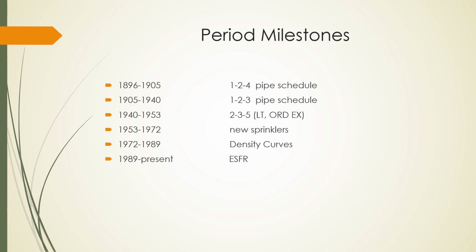53 to 72 is important because of the new sprinkler head, which I'll discuss in an upcoming slide. 72 to 89, 72 is the introduction of the occupancy density curves, and 89 is an arbitrary number in my case that I use for the introduction of the ESFR, although there were large K-factor heads that were introduced before that, but that's the breakout that I use.